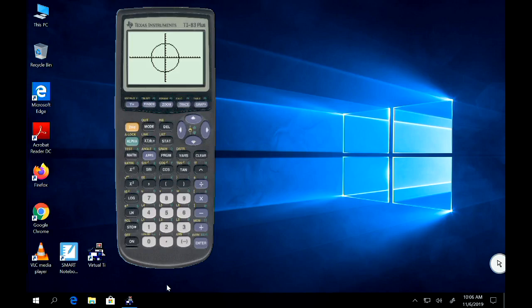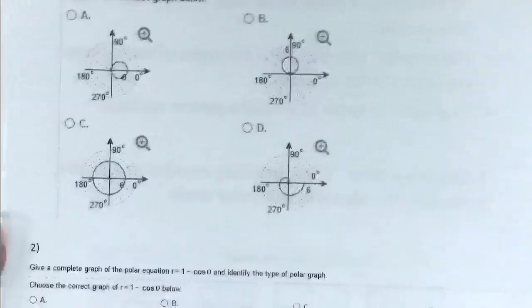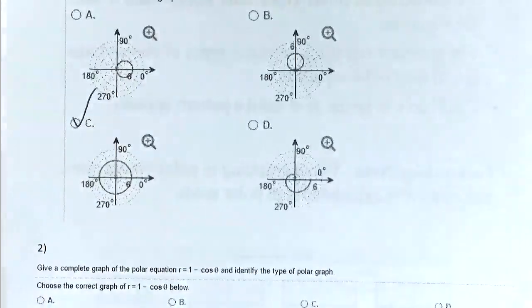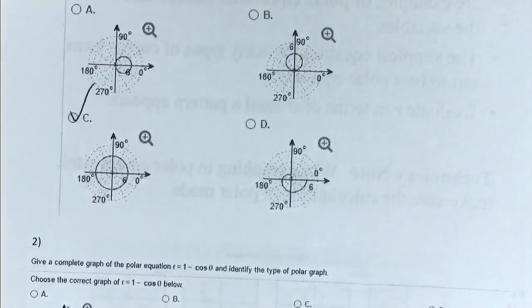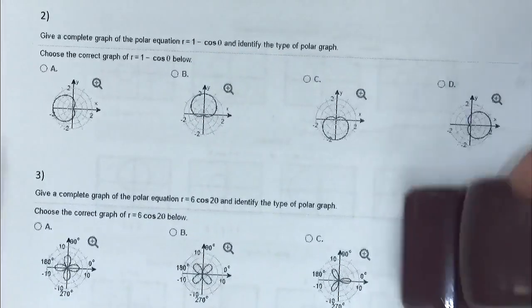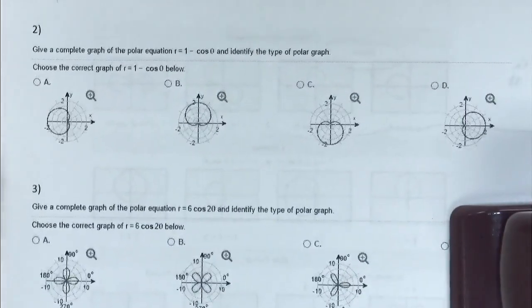Okay, let's go to the next one. Pick the answer to that problem. Which answer is it? Yeah, it has to be C. Okay, pretty darn obvious. Okay, go to number 2. Try putting that in your calculator. See if you get a picture that's like any of the ones that you're seeing.